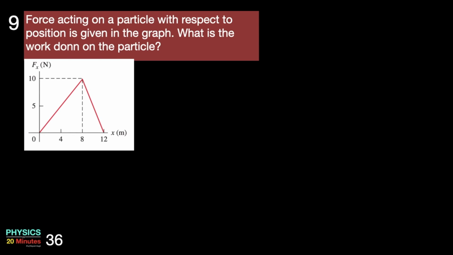Last one or two questions. Force acting on a particle with respect to position is given in the graph. What is the work done on the particle? So I have a graph. On y axis you have f of x, on x axis you have displacement. The graph is a triangular graph. You have to calculate the work done. Area under the curve. So it's a triangle. You can do a single triangle and find the area. I have split into two triangles and I have done it.